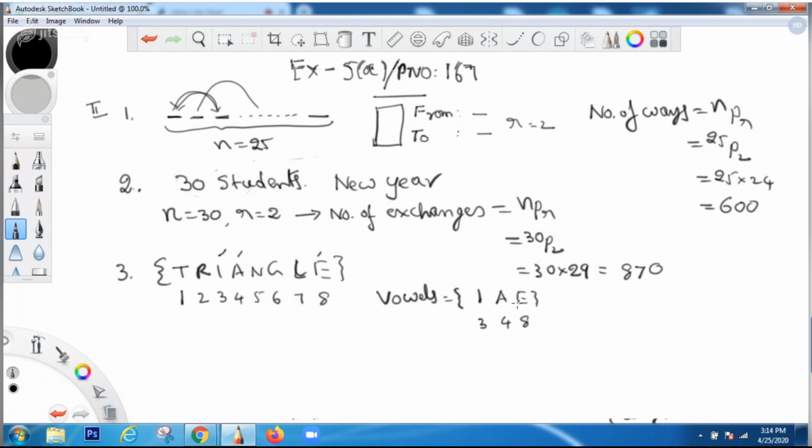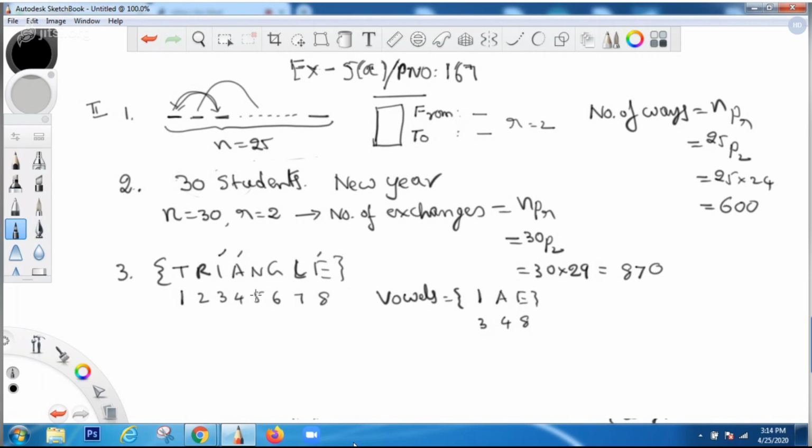That means three letters are there, and for them three places are available. Here the question is TRIANGLE. We have to rearrange all the letters. R here, T there, I, A can all be interchanged. There are 8 letters, so 8P8, that is 8 factorial arrangements, will come if no condition is put. nPr, n is equal to 8, r is equal to 8.